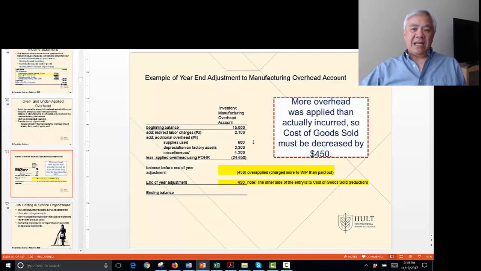Let's pause for a moment. What does negative mean? Negative means your charges, which are the pluses, are smaller than your application, which is the negative. So in this case, we over applied. We charged more to the work in process inventory than we should have. And the end of year adjustment is to clear that to make it 0. And so we just put a plus 450, right? Whatever it takes to make it go away. So it's the same number, but the opposite sign. That 450 will serve to clear up the overhead account for the year, and it closes out to the cost of goods sold. So we end the year with 0, we start next year fresh, and we move on.